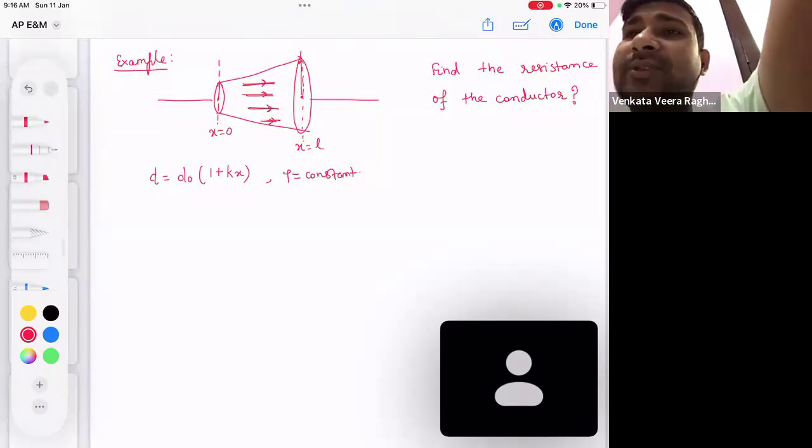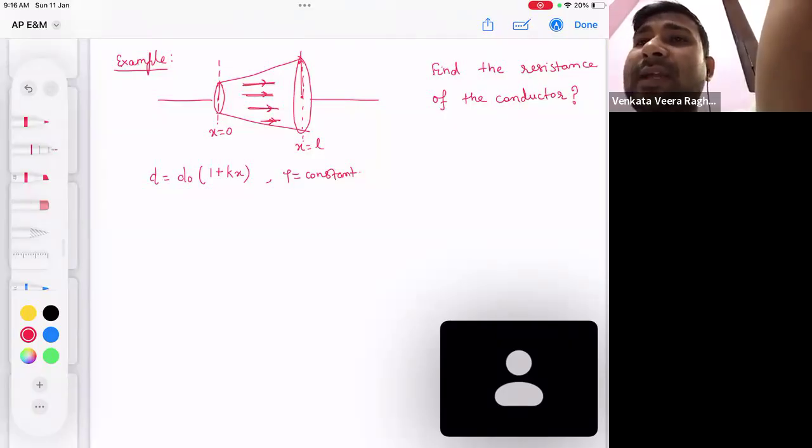What is variable in this question? In this question, we want to calculate the resistance, and the area of cross section of the conductor is variable. In this question, what is given as variable? The area of cross section is given as the variable. Okay. So please tell me, how much is this coming?